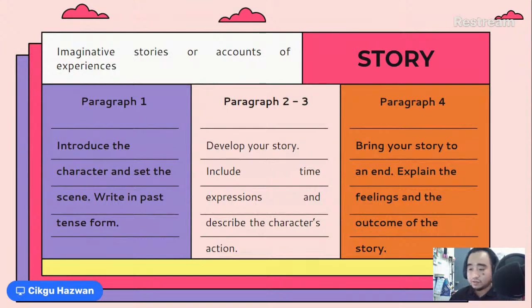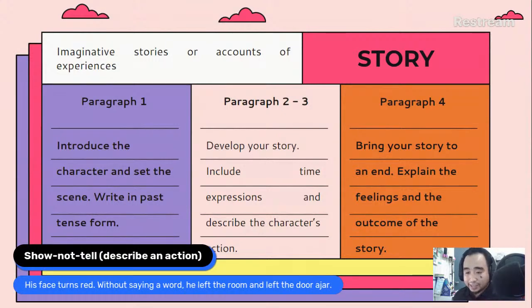Okay. For example, this is how we use describing an action in a story. Show not tell is a way of writing or describing an action. Instead of telling he is angry, meaning we tell the reader that the person is angry, kita bagi tahu dia marah. But now we take out the word angry, we describe how angry he is without using the word angry. That will make your story better. So describe an action rather than telling the action.